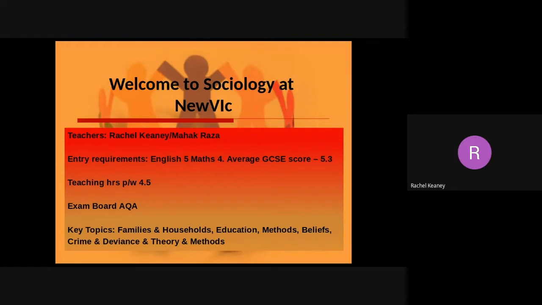The teaching that you would get in the first year would be around 4.5 hours roughly. There tend to be 70 minute lessons and some 60 minute lessons, so you tend to get about 4 lessons a week. Our exam board is AQA, which is very popular and very well resourced. The topics that we look at are families and households, education, methods, beliefs, crime and deviance, and theory and methods. We tend to start with the families and households topic, which I'm going to speak a little bit about this morning.